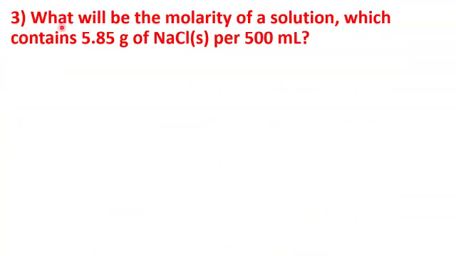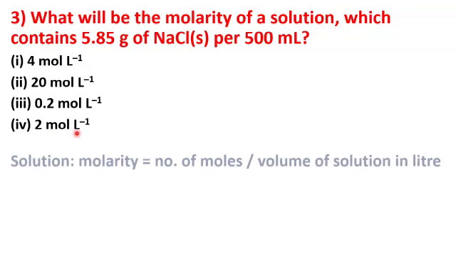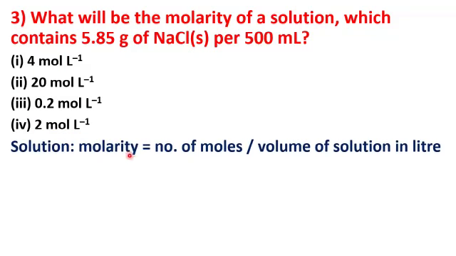Question number 3. What will be the molarity of the solution which contains 5.85 gram of NaCl per 500 ml? So options are: first one is 4 mole per liter, second one is 20 mole per liter, third one is 0.2 mole per liter, fourth one is 2 mole per liter. Solution. You know that molarity is equal to number of moles divided by volume of the solution in liter.